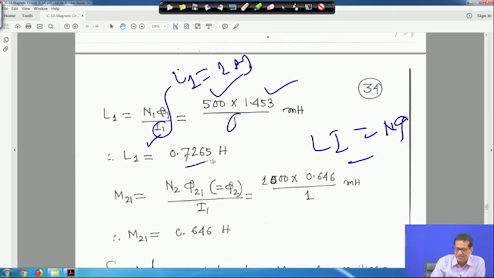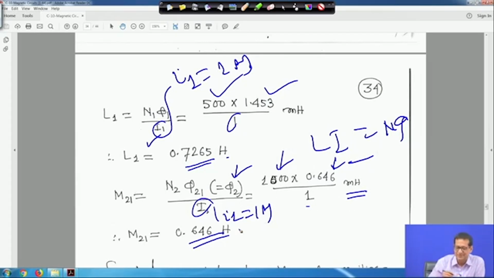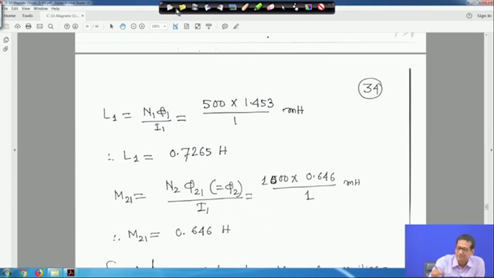So, it will be 0.7265 Henry, that is L1. And M21 is equal to N2 into phi 21, that is equal to actually phi 2, because in the other coil there is no current, I2 is equal to 0. So, we are trying to find out M21 divided by I1, it will be small i1, it is actually 1 ampere. So, N2 is 1000 in the second coil, and phi 21 is 0.646 milliweber divided by 1 ampere. So, it is millihenry. So, 0.646 millihenry. So, very simple it is.